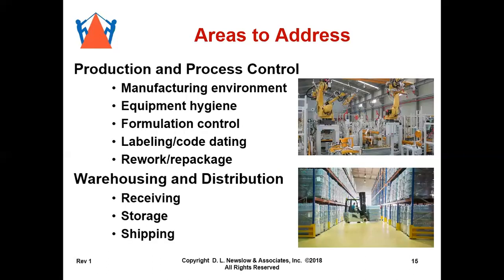Areas to address internally: your process control area and your production, your manufacturing environment needs to be cleanable. It needs to be kept clean. Remember, organisms need water and dirt, which would be their food. So when you keep an area clean, the organisms don't have anything to really grow on. That's why it's so important to keep areas clean and sanitary. Equipment hygiene, formulation control, labeling, all these are areas to control. Rework and repackaging is critical.